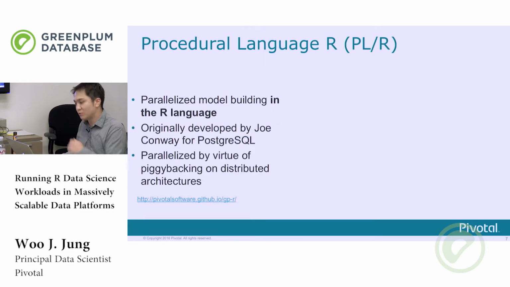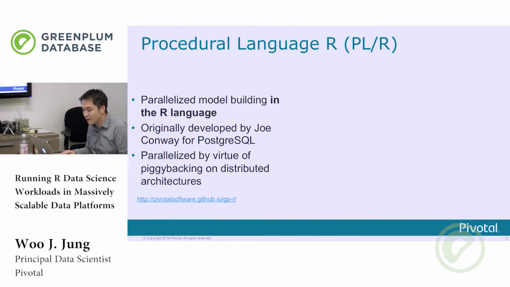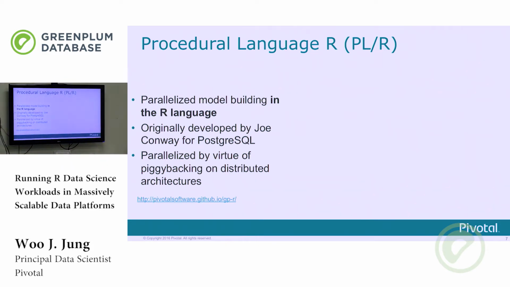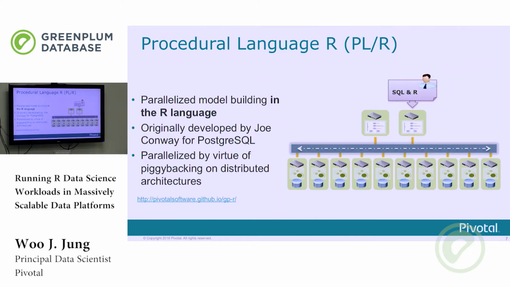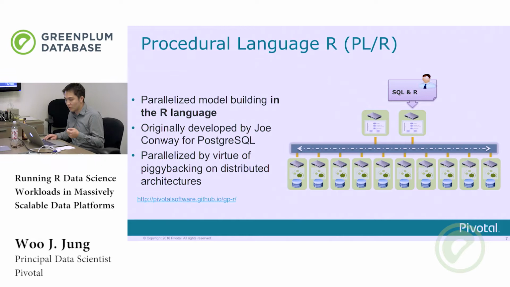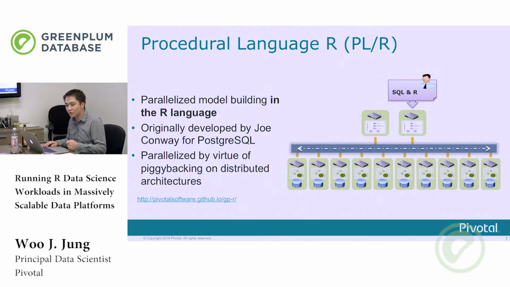Now, to take a step back, you are all probably familiar with what the R language is. It's a software package for statistical computing that has grown out of the original S language implementation, so it's the open source version of S. But procedural language R is something that was developed for the Postgres community by Joe Conway. It allows Postgres users and Greenplum users to write R code and embed R code inside of SQL user-defined functions, right?